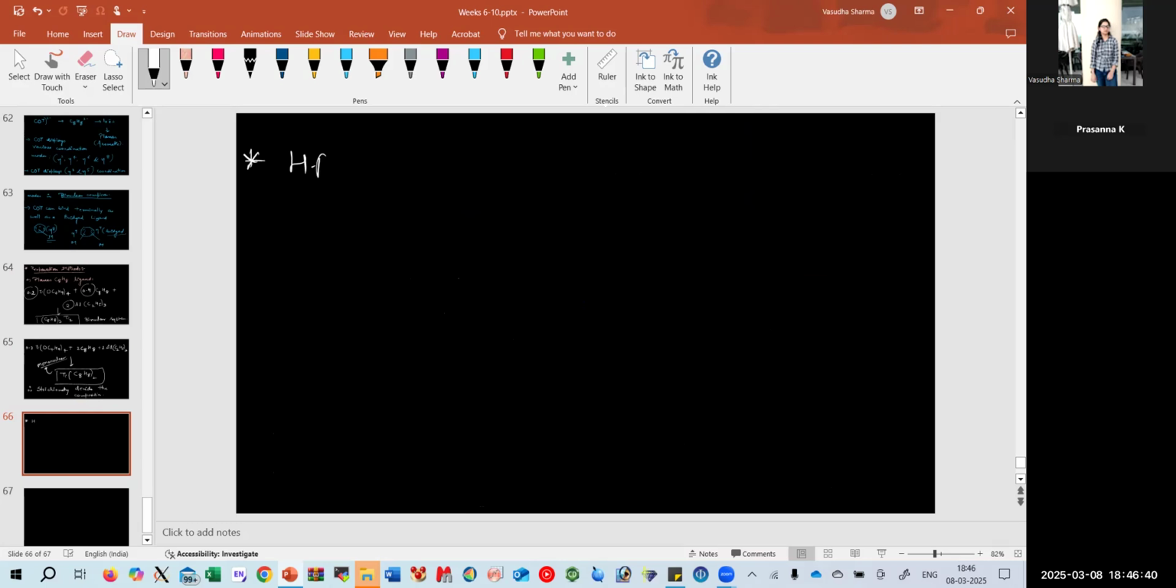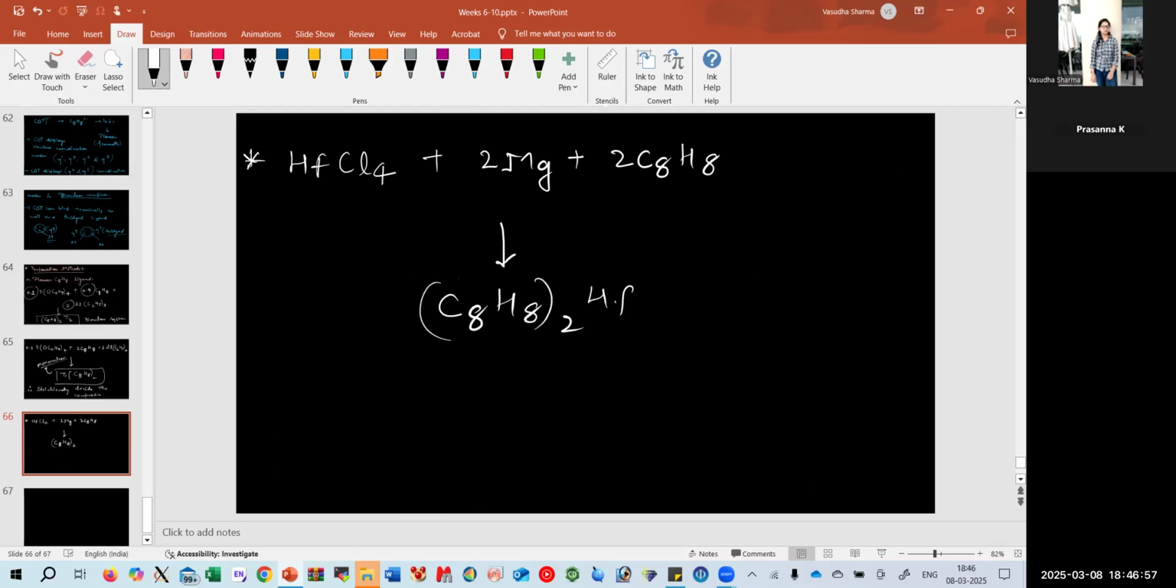Another way of doing it is by taking hafnium chloride, which is a salt, treating it with magnesium and 2 C8H8. It would end up firstly making a Grignard reagent and ultimately it would form (C8H8) twice hafnium, and 2 MgCl would go out.